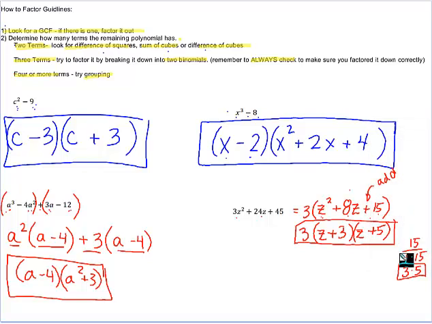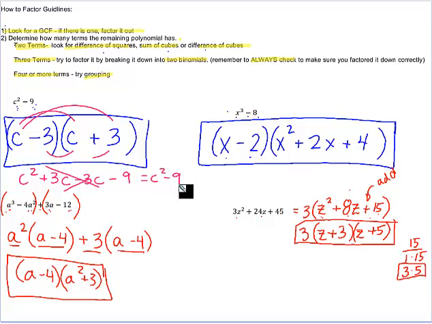Now, I do want you to make sure that you go through and always check your solutions, especially until you get better at these. So we'll do one slide at a time for checking. c minus 3 times c plus 3. When we distribute, c times c is c squared. c times 3 is plus 3c. Negative 3 times c is minus 3c. Negative 3 times 3 is minus 9. 3c minus 3c cancel, and we're left with c squared minus 9, which is what we started with.